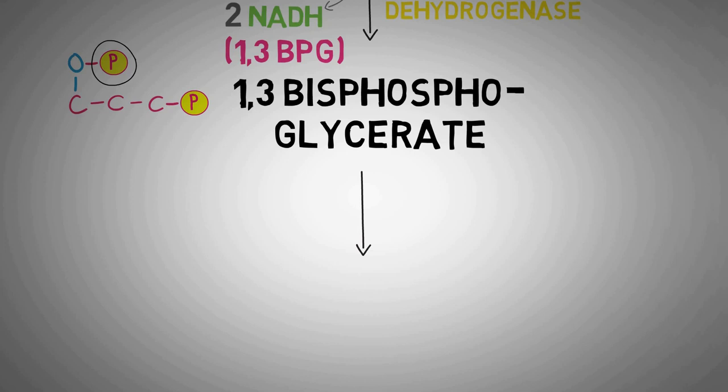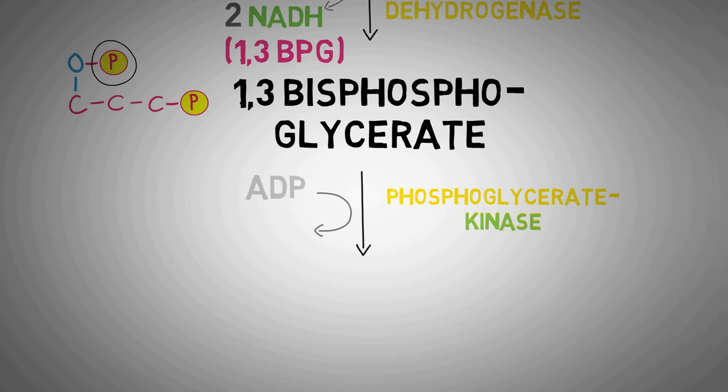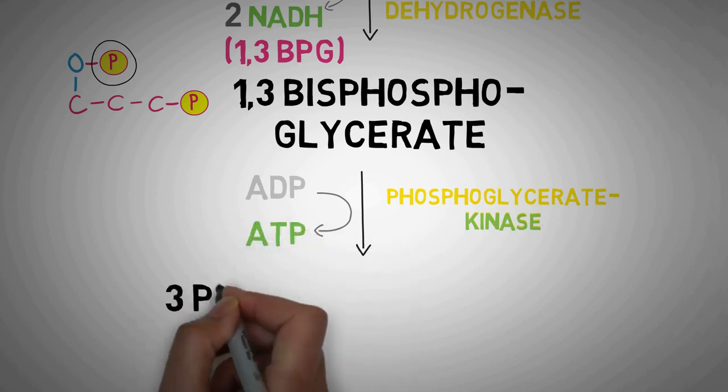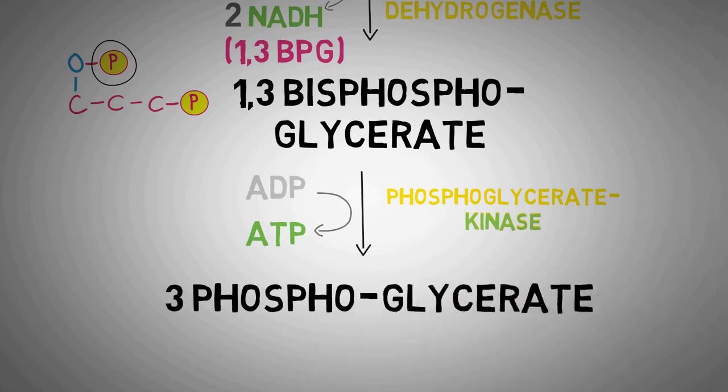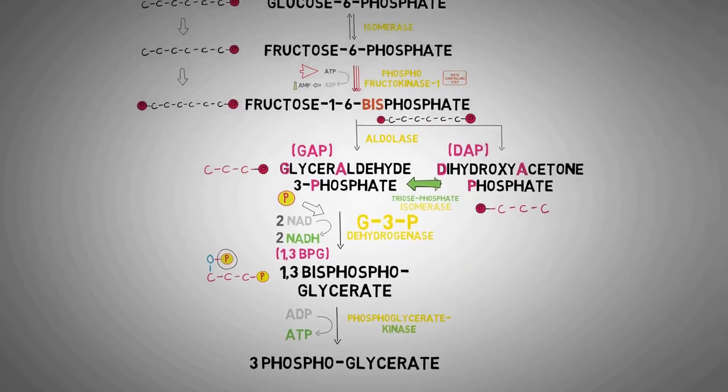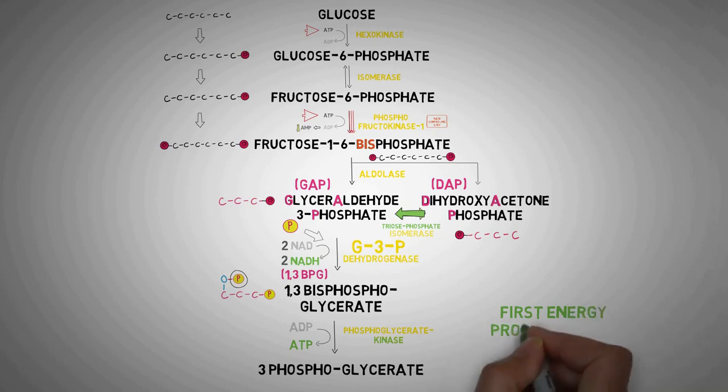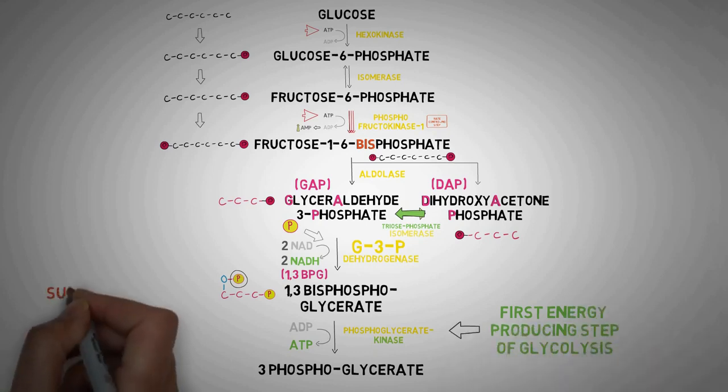In the next reaction, the high energy phosphate group that is attached to the carbon number 1 is used to make ATP. The enzyme that acts on this reaction is known as phosphoglycerate kinase. And as you know, kinases are enzymes that transfer phosphate groups from one molecule to another. Here, the phosphate group at the first position in the 1,3-bisphosphoglycerate gets transferred to a molecule of ADP, converting it into an ATP. The 1,3-bisphosphoglycerate is in turn converted to 3-phosphoglycerate, since the phosphate group at the first position is now lost. This is the first energy producing step that takes place in glycolysis, and it is also known as substrate level phosphorylation.